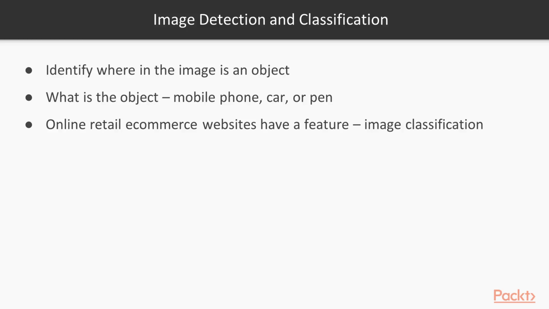Then we move on to image detection and classification. Image detection and classification is to identify where in the image is an object and what is the object that is being shown in the image. Is it a mobile phone, a car, or a pen? Many online retail e-commerce websites now have a feature where you click on an image of an object and it looks for it on their platform. This is nothing but image classification.